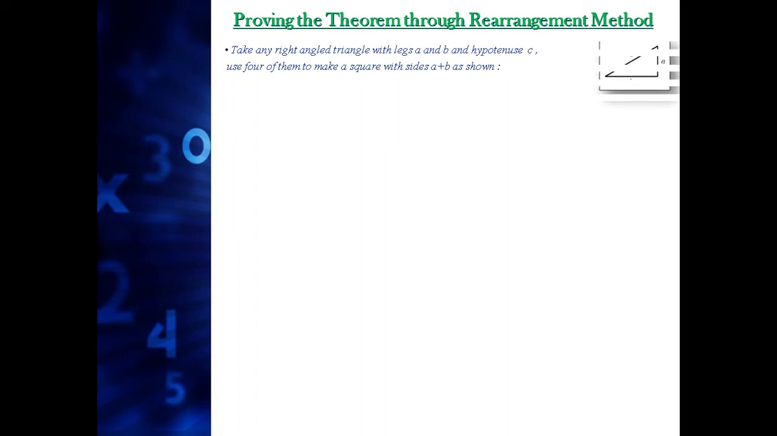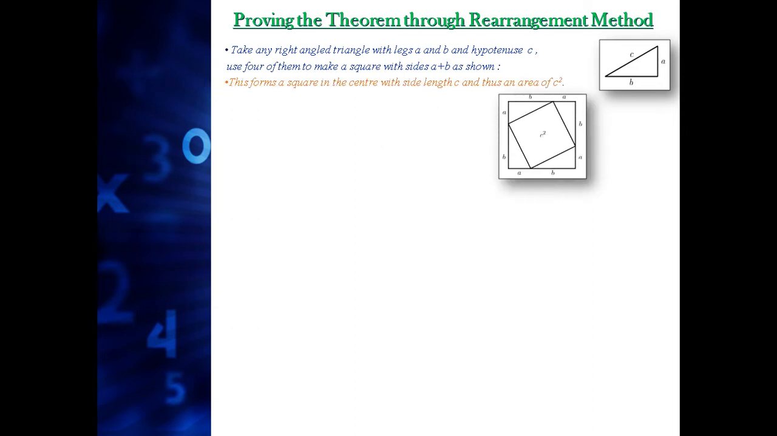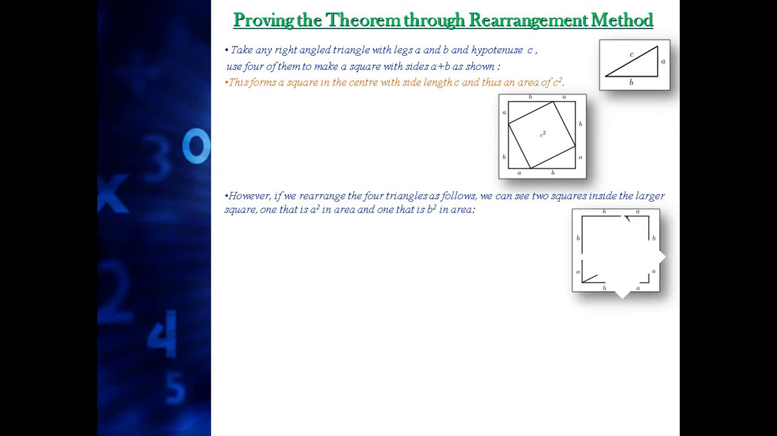Proving the theorem through the rearrangement method. Take any right-angled triangle with legs a and b and hypotenuse c. Use 4 of them to make a square with sides a plus b as shown. This forms a square in the center with length c and thus an area of c square. However, if we rearrange the 4 triangles as follows, we can see 2 squares inside the larger square, one that is a square in area and one that is b square in area.